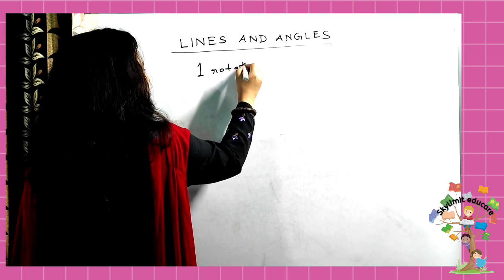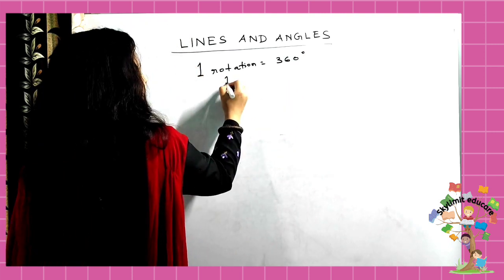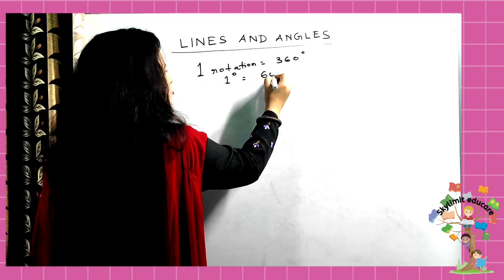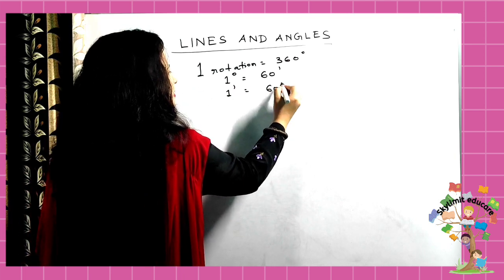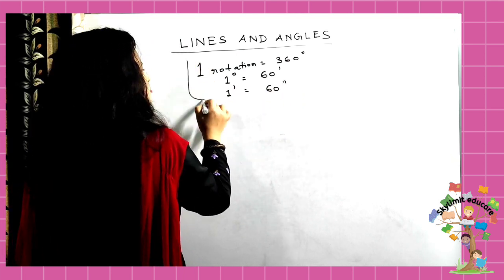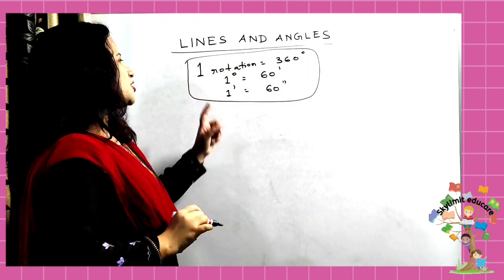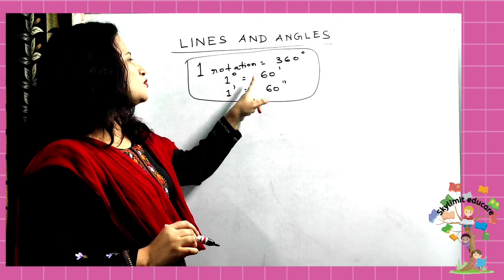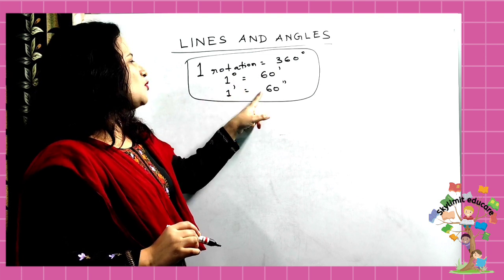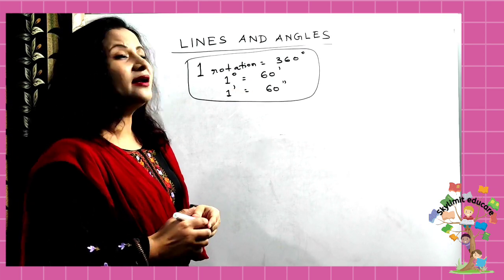You know that one rotation is equal to 360 degrees. And remember, 1 degree is always equal to 60 minutes, and 1 minute is equal to 60 seconds. So this also you should remember before solving the questions. One rotation is 360 degrees, 1 degree is equal to 60 minutes, and 1 minute is equal to 60 seconds. With the help of this, you can find the complementary as well as the supplementary angles.